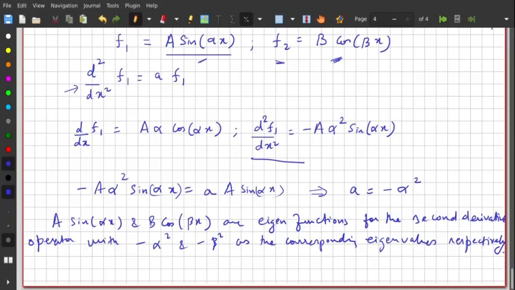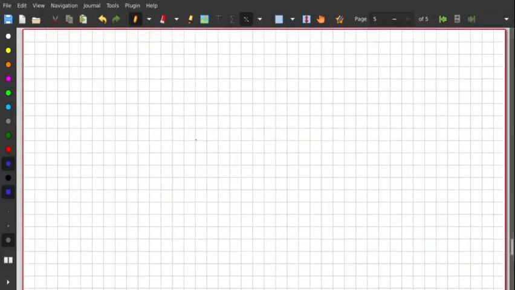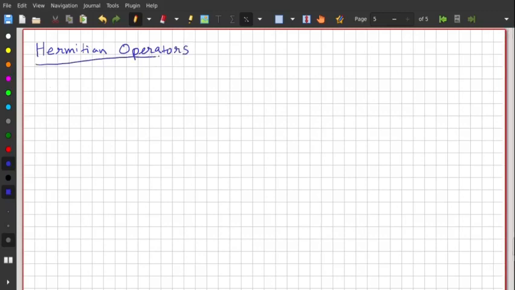Okay, so we will be discussing another important property of operators, specifically in quantum mechanics, and that is the idea of Hermitian operators. So that's the topic of this segment. So what do we mean by Hermitian operators?